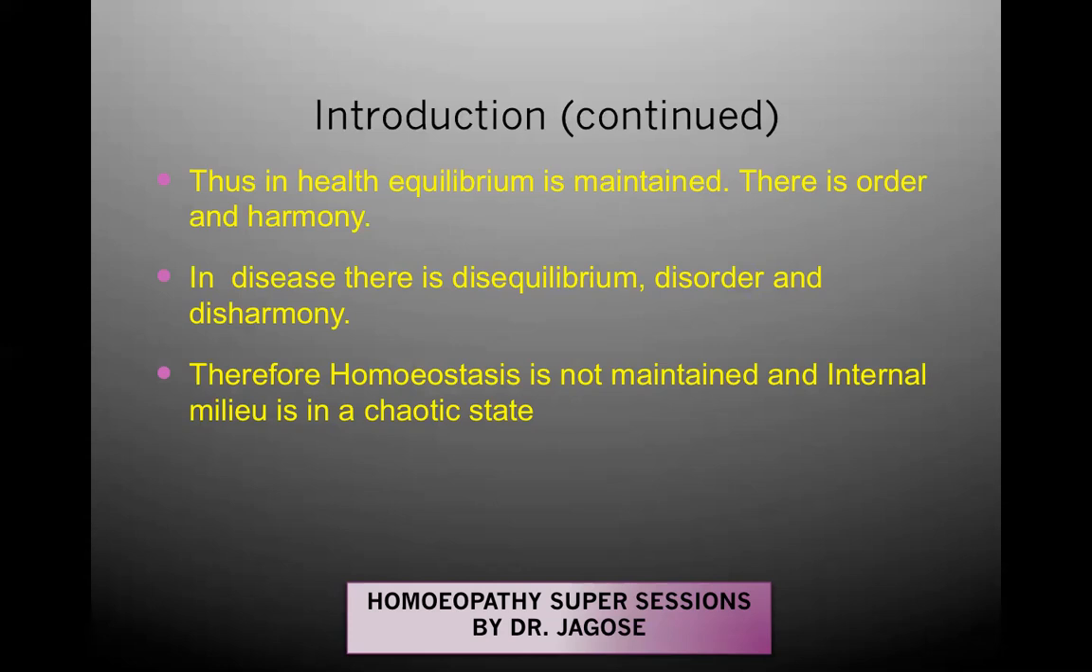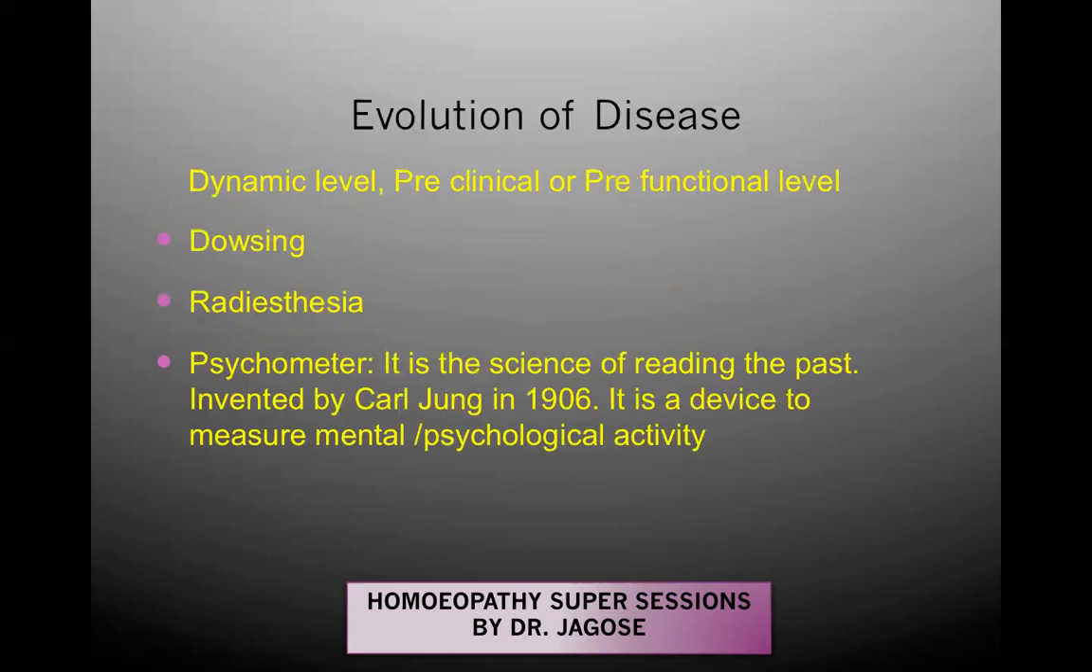Therefore, the homeostasis is not maintained and the internal milieu is in a chaotic state. So the homeostasis maintained by the psychoneuroendocrine axis and the reticuloendothelial system is disturbed, as a result of which the signs and symptoms appear. Or in other words, the internal milieu is in a chaotic state. So now, this is very important. We have to know the sequential events of how a disease evolves.